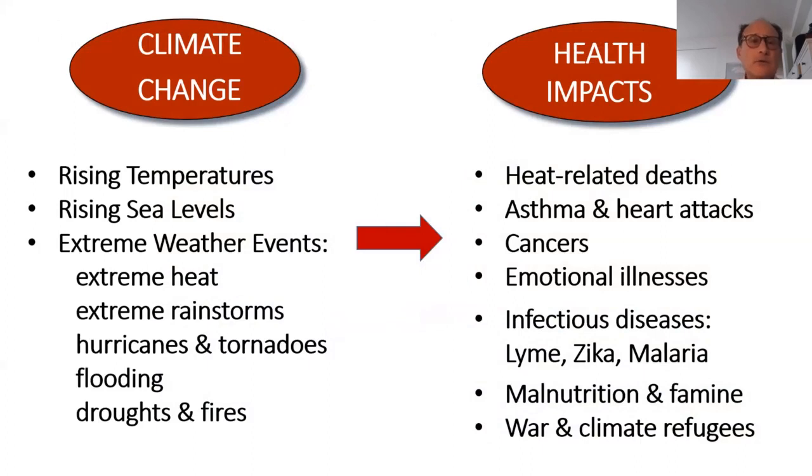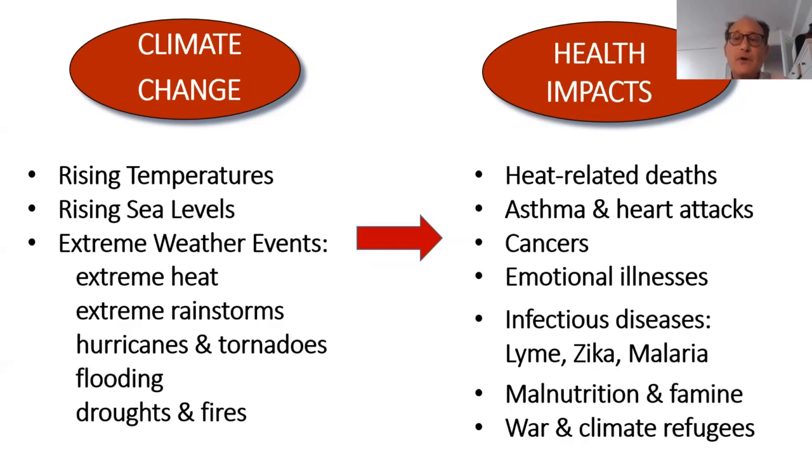I know you've all seen what the effects of climate change are and the health impacts, but I want to just emphasize the health impacts of rising temperatures, rising sea levels, and the extreme weather events. These are the three core effects of climate change. Extreme weather events, of course, being extreme heat events, the rainstorms, the hurricanes and tornadoes, the flooding, and then the droughts and fires. What are the health impacts of these?